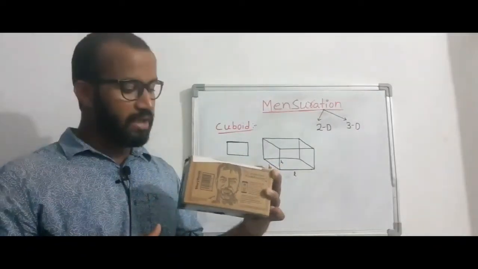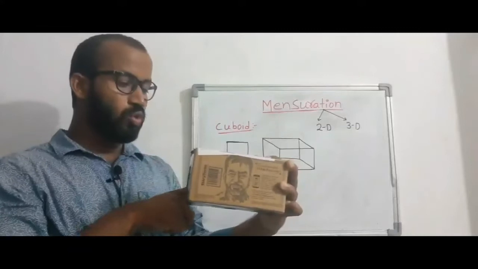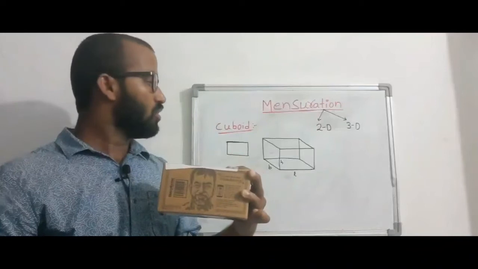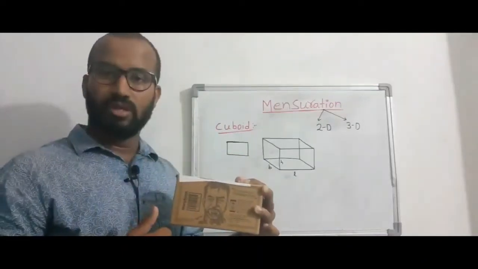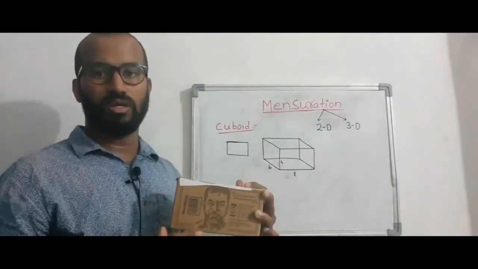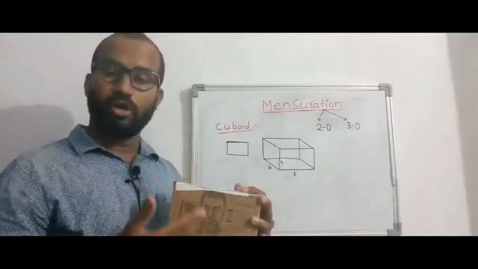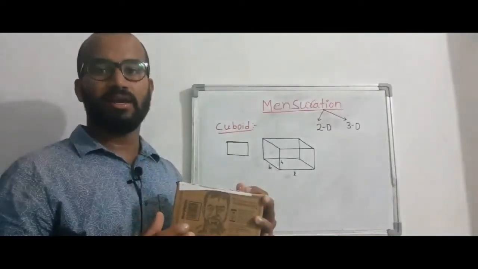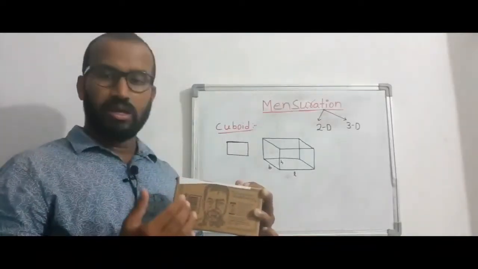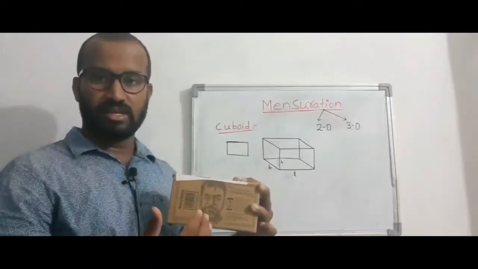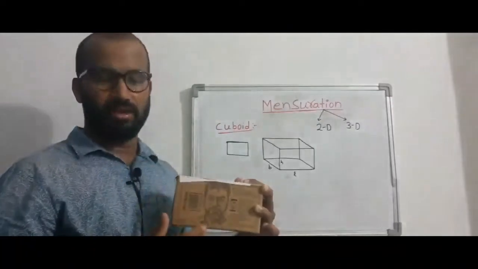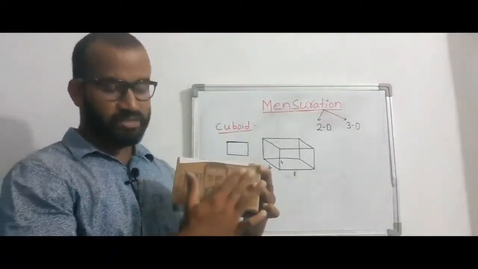How many faces does this cuboid have? 1, 2, 3, 4, 5, 6. So, in 3D shapes, we are going to calculate total surface area and volume. For these 6 faces, I will find the area individually and I will add. What is the area of this face?